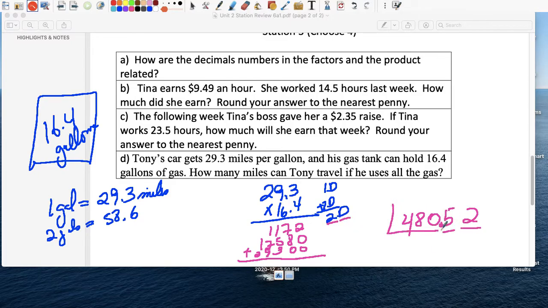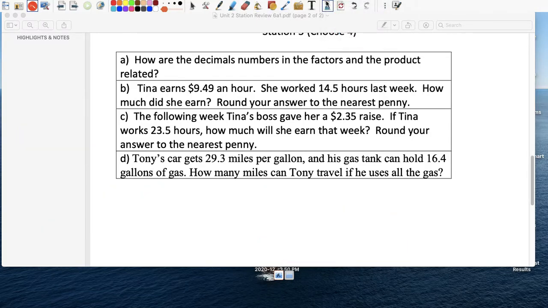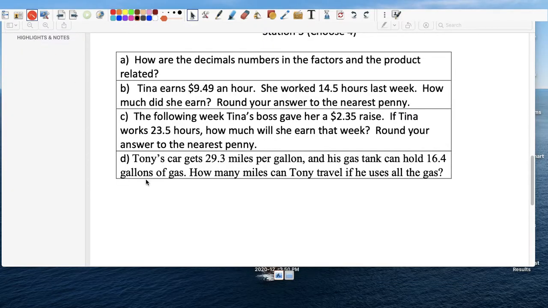And here we go. You can travel 480.52 miles with all this gasoline in this car. Okay, so far you should be really saying, wow, it's going to be really easy tomorrow.